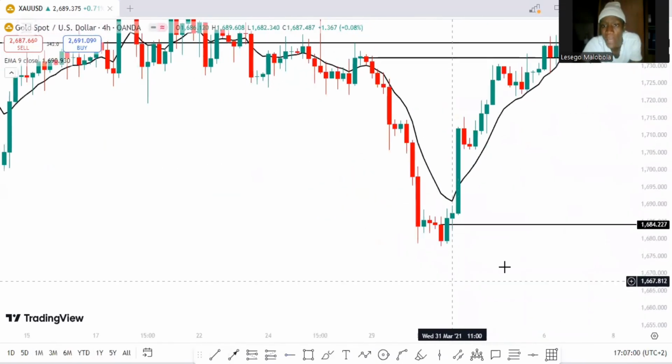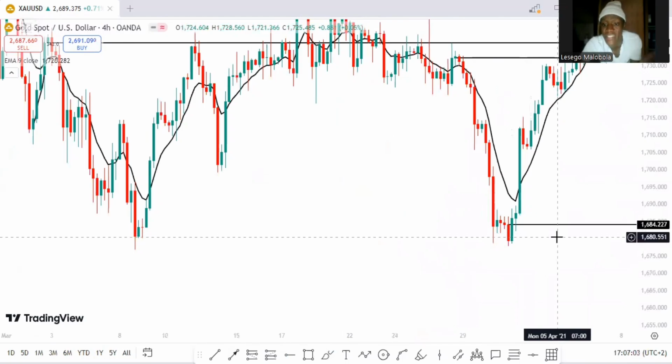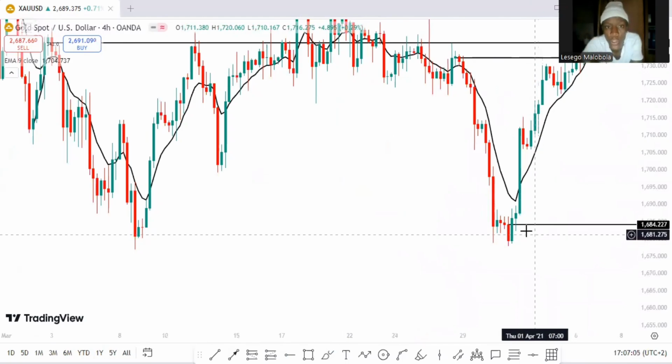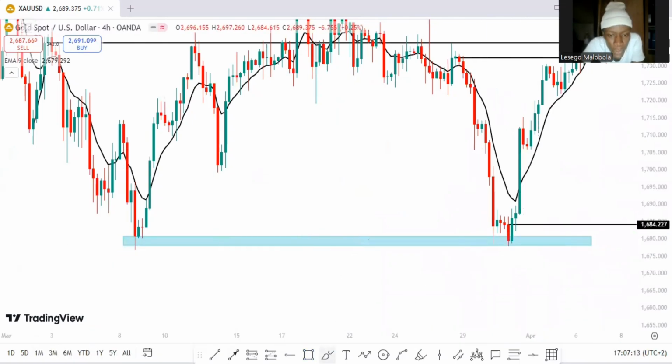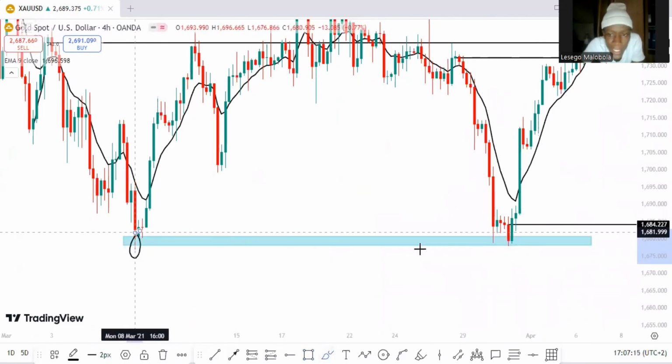An engulfing, guys. And what happened after that? Price literally just went all the way up. And if you use other confluences, guys, support and resistance worked perfectly fine here. Why do I say that? Because price, you can see, rejected right over here.